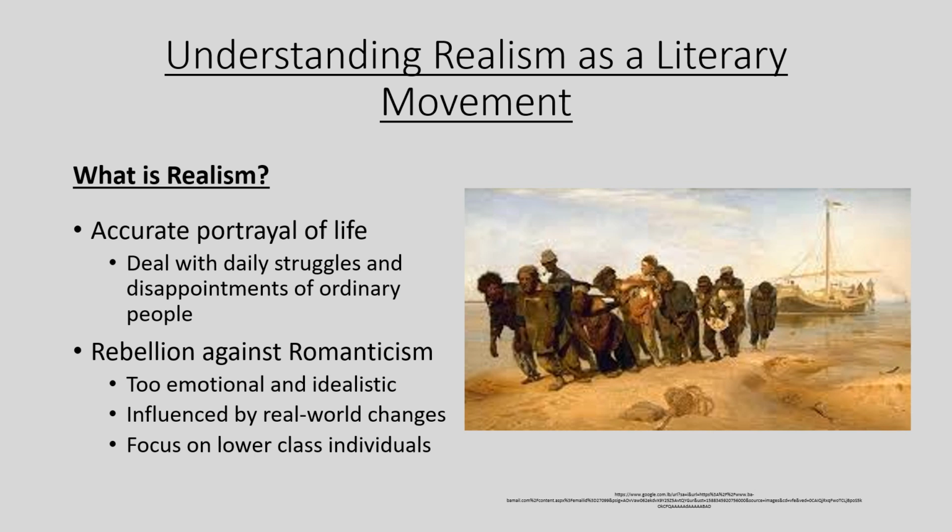And this is in large part going to be because we're looking at realism as rebellion against Romanticism. So realist writers would have looked at Romanticism and said that it's far too emotional and idealistic. Life doesn't always end happily. You don't always get what you want. Again, it's going to be influenced by real-world changes. So as the Industrial Revolution kicks up, as you have these different movements of nationalism and imperialism, it's going to look at the world and how it changes and use that in its writing. But primarily, it's going to focus on the lower class.